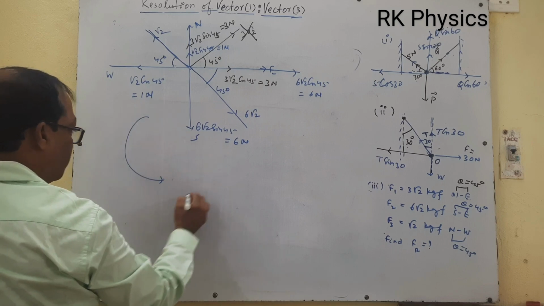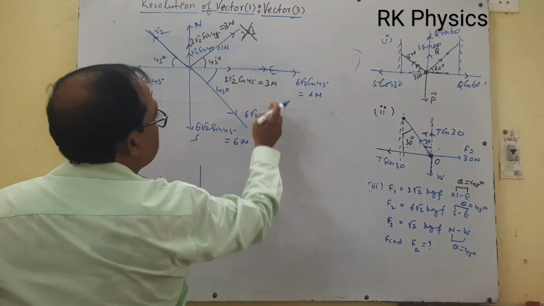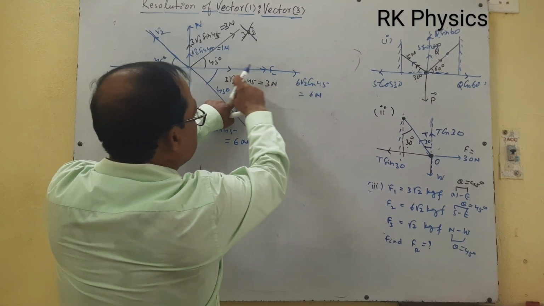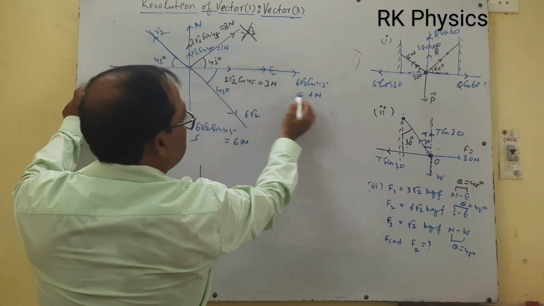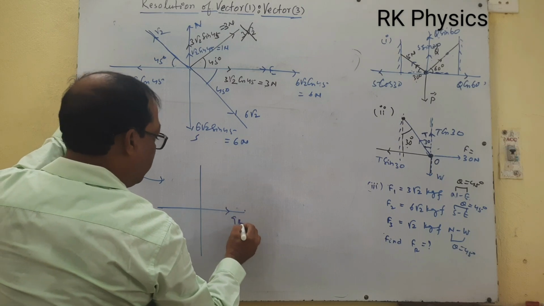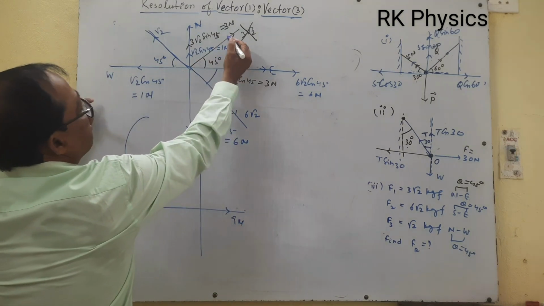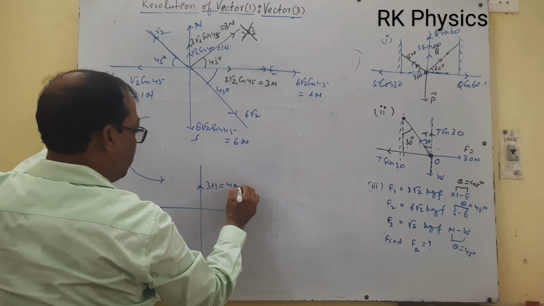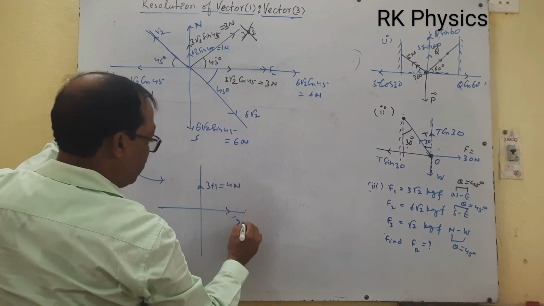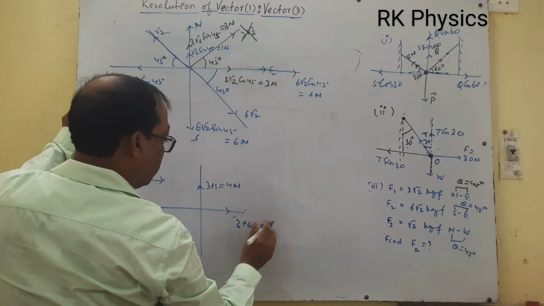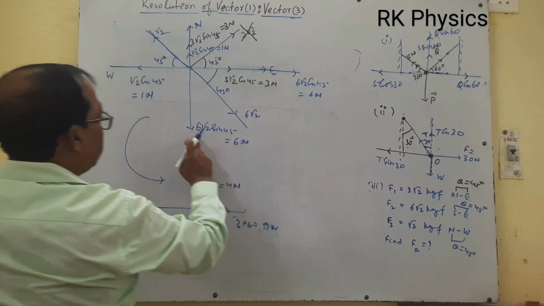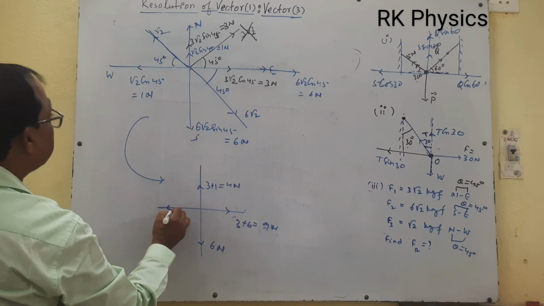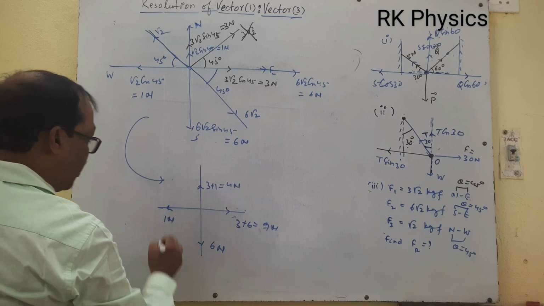Now along x-axis these two directions are same, therefore they can add up. Add means 3 plus 6, this is 9 Newton. Along y-axis this is 3 plus 1, that is 4 Newton. Along south only 6 Newton. Along west only 1 Newton.